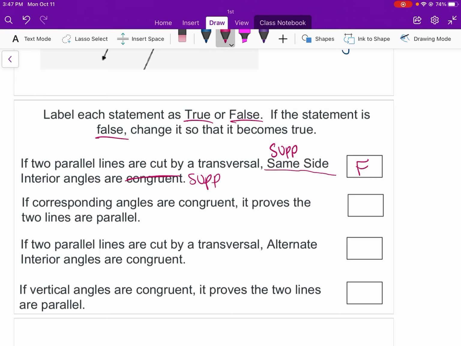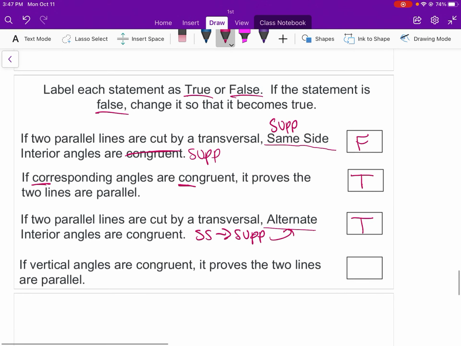So, if corresponding angles are congruent, it proves the two lines are parallel. We are happy because corresponding, congruent. We know that's true. So, if two parallel lines are cut by a transversal, alternate interior angles are congruent. We know if they're same side, they're supplementary. So if they're not same side, which means they're alternate, then they're congruent. So we're happy.